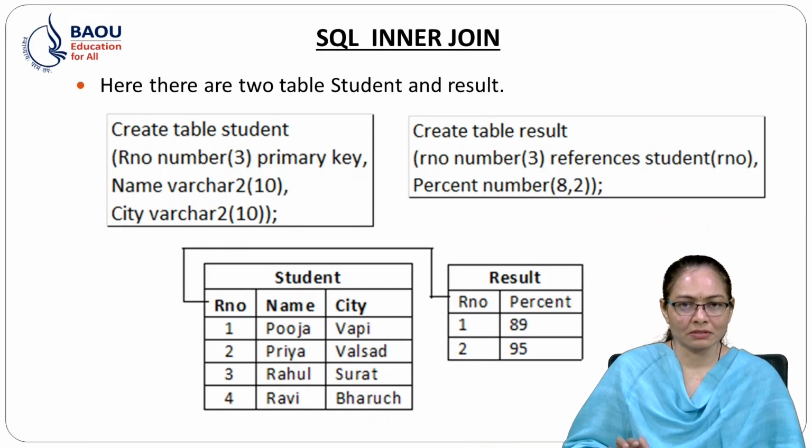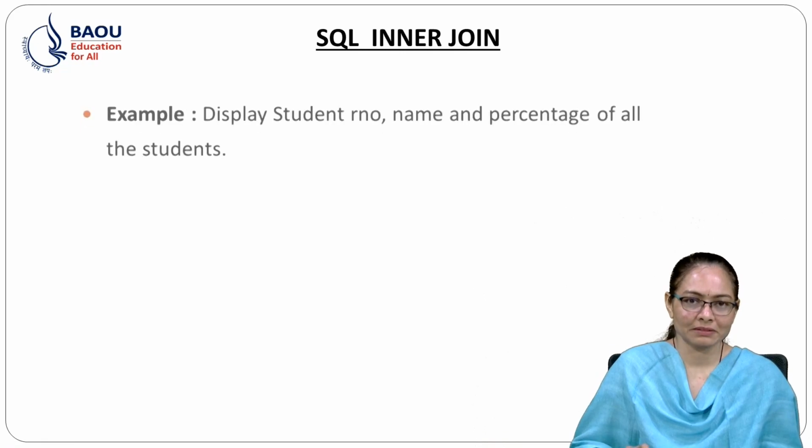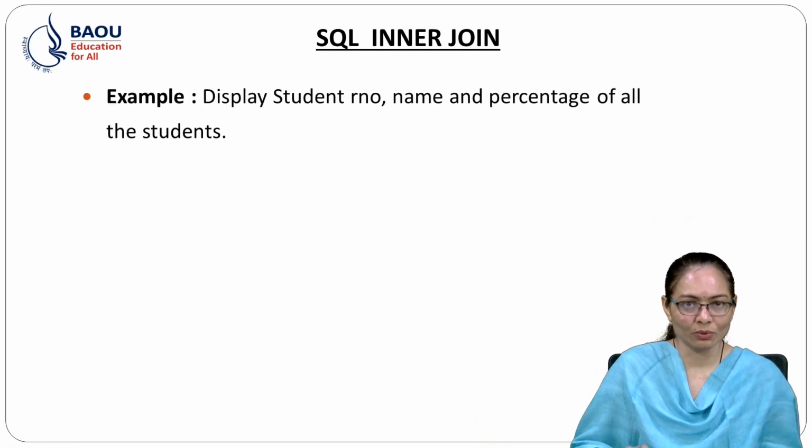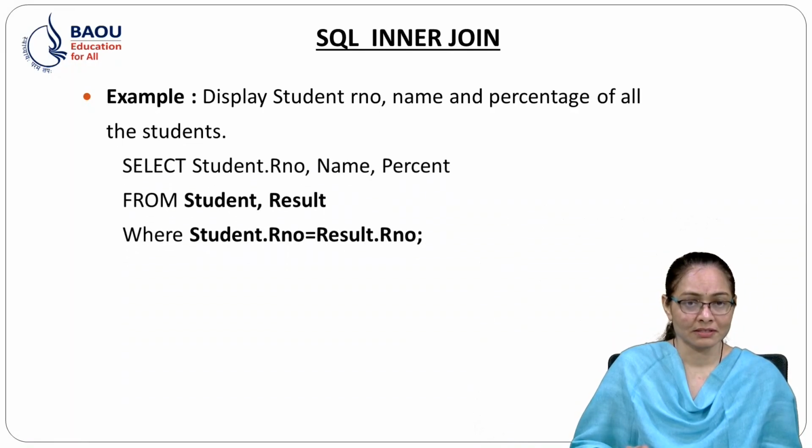So if we use the join query, then a relationship between the tables is necessary. Now let's learn the inner join using an example. Display the student roll number, name and percentage of all the students. Now, how to write the join query?